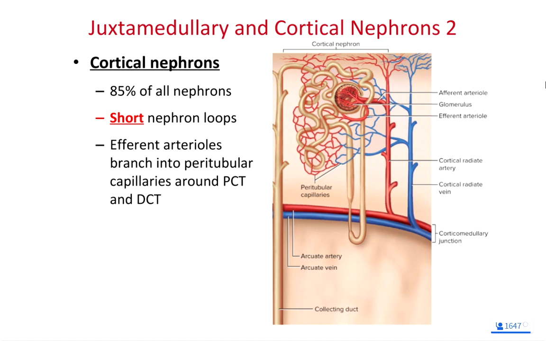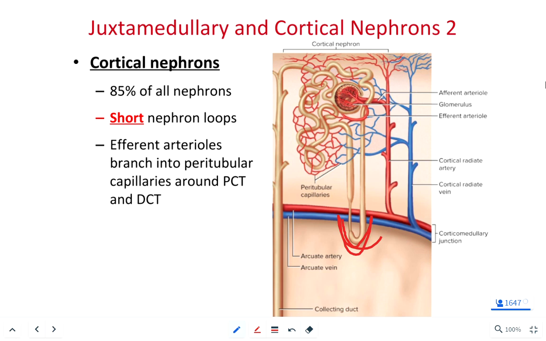We also have those cortical nephrons. Cortical nephrons have really short nephron loops. They do technically cross over into the medulla, just a little tiny bit, but compared to the juxtamedullary nephrons, it's hardly any crossover at all. Cortical nephrons are the most numerous kind of nephron. This is the one that should always be active.